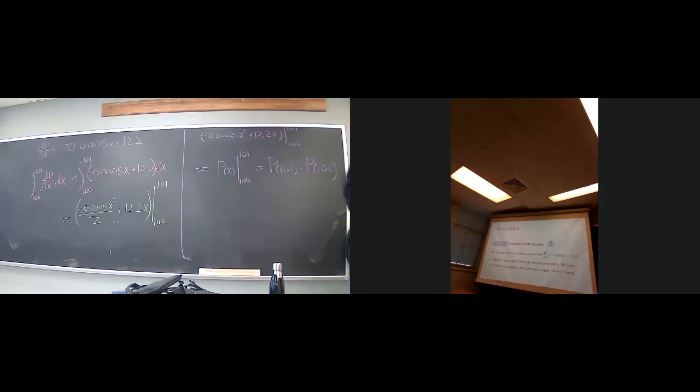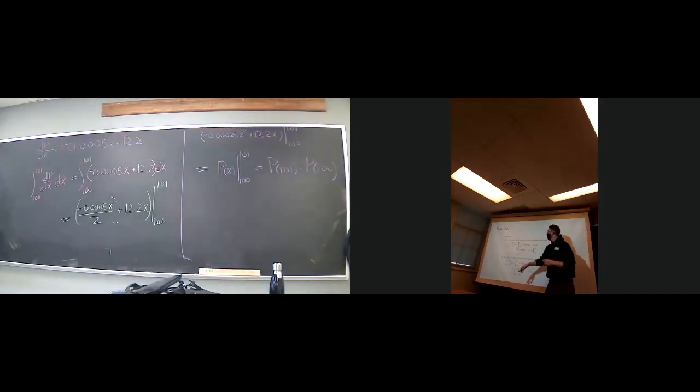So, having said that, checking out the way they go about this problem. They integrate dp dx with respect to x from 100 to 101. Do that integration, they apply the bounds. And they get that the change in profit is 12.15. From 100 to 110, they get that the change in profit is $121.48. It's a hell of a jump.